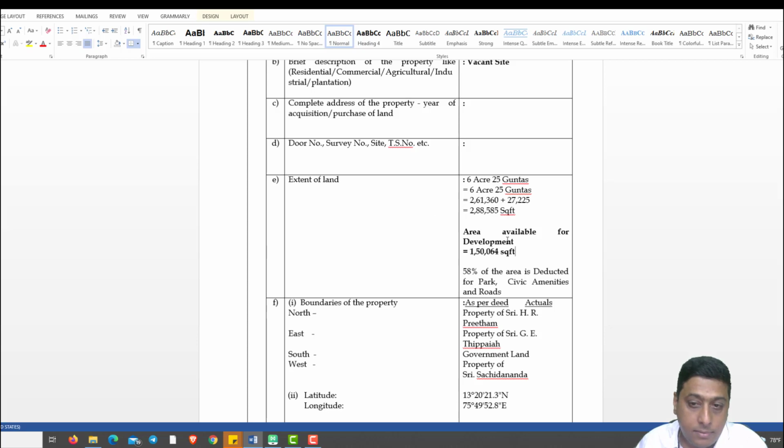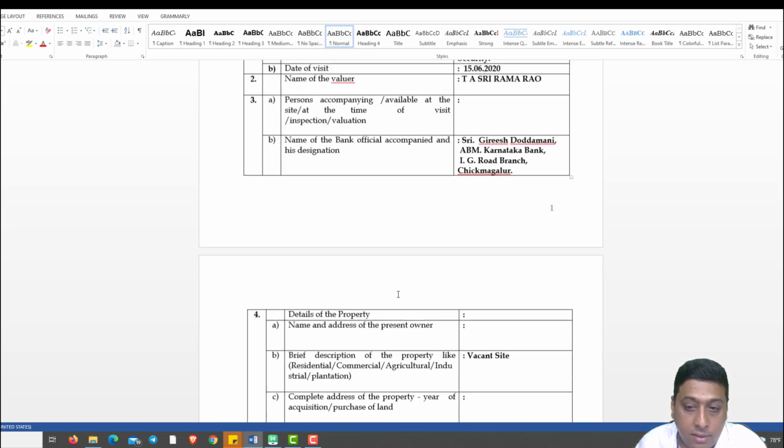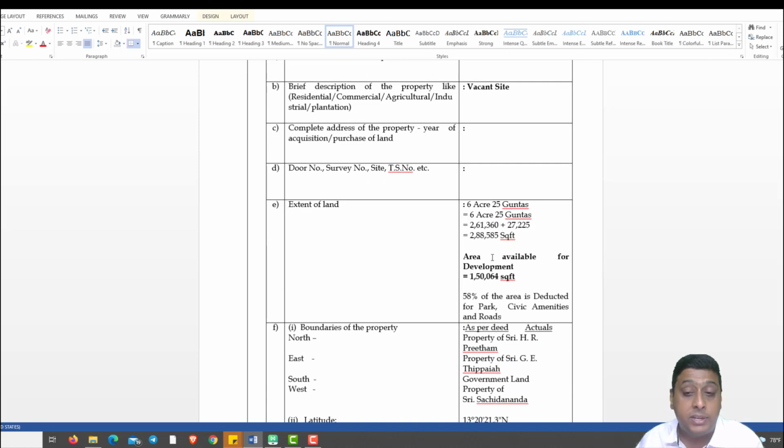The previous one for this is a revaluation report. You can see a revaluation report. The valuation report that was given to the bank previously, the person had taken the complete area, that is 2,88,585 square feet. If I take this, it is a huge mistake that I am making as a valuer.